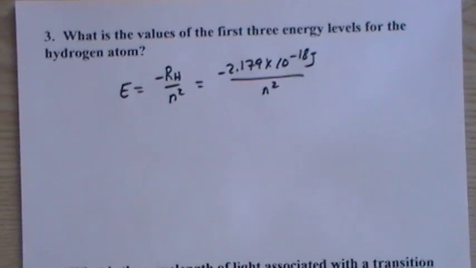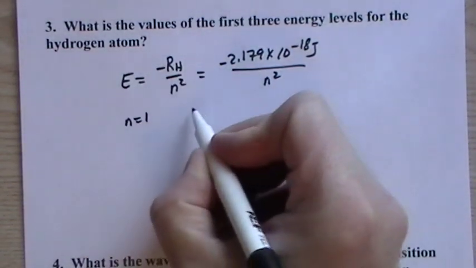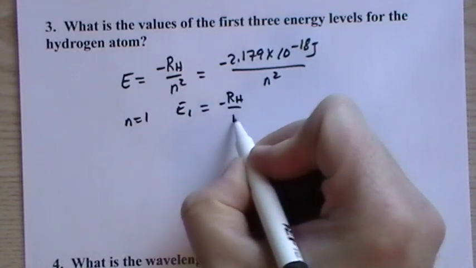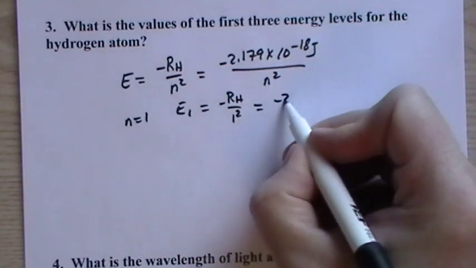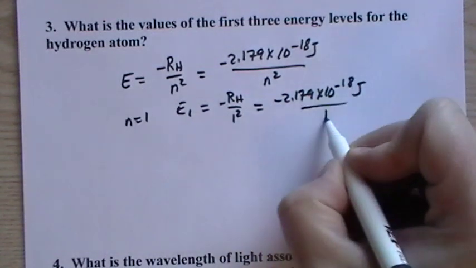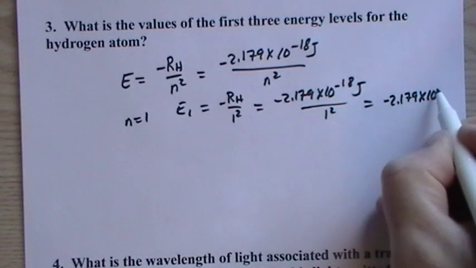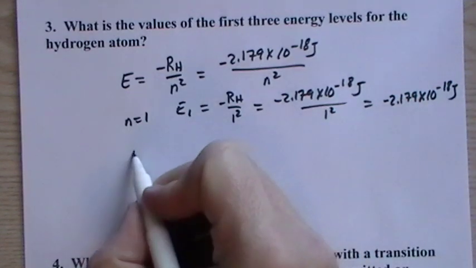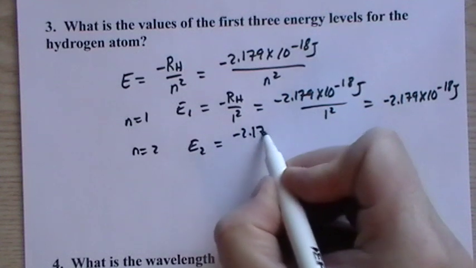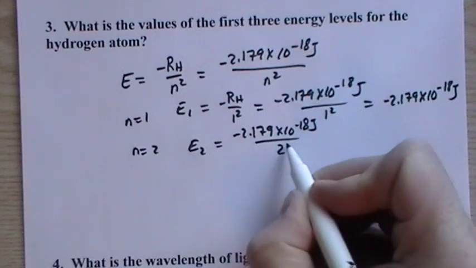I did these out beforehand so that you don't have to watch me punching all these into the calculator. For n equal to 1, E sub 1 is R_H over 1 squared, which is minus 2.179 times 10 to the minus 18 joules over 1 squared. So that is minus 2.179. That's a pretty trivial one. But when n is equal to 2, then E2 is minus 2.179 times 10 to the minus 18 joules over 2 squared.